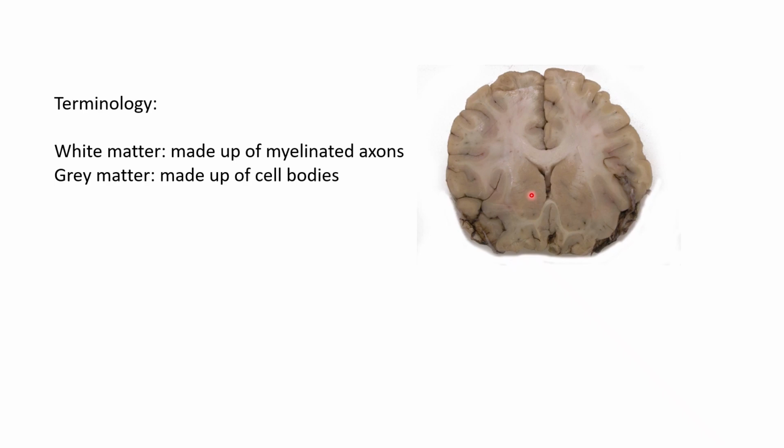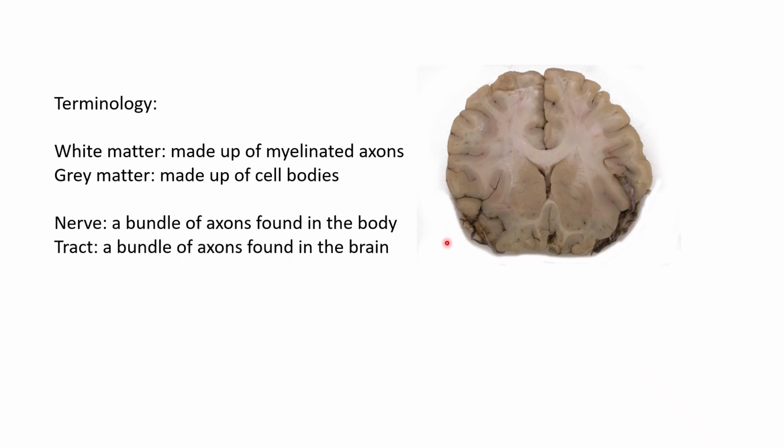Now let's look at some other terminology as well. One common term that is used is nerve, and nerve basically refers to a bundle of axons that are found in the body. So the bundle of axons that are going from the brain to different parts of the body can be called nerves. You can have sensory nerves or motor nerves.